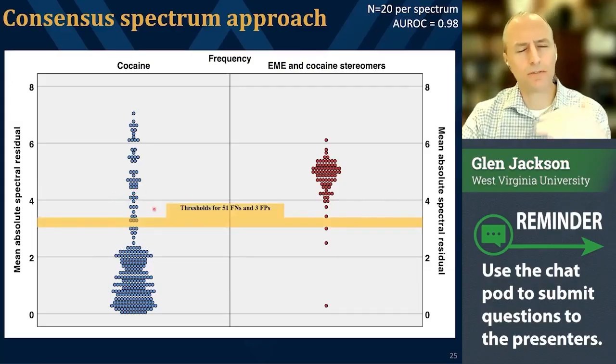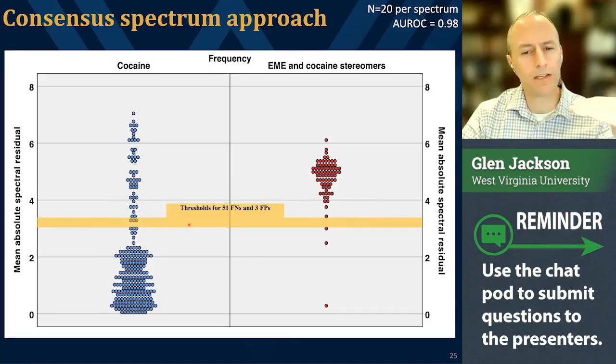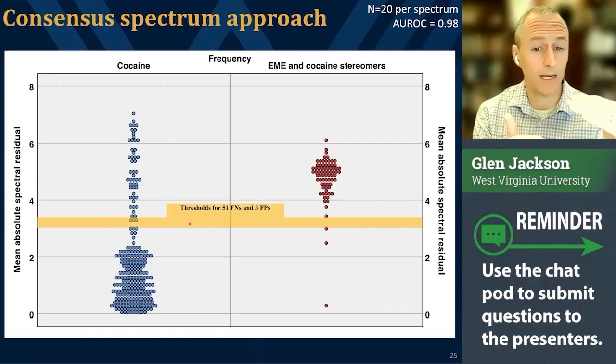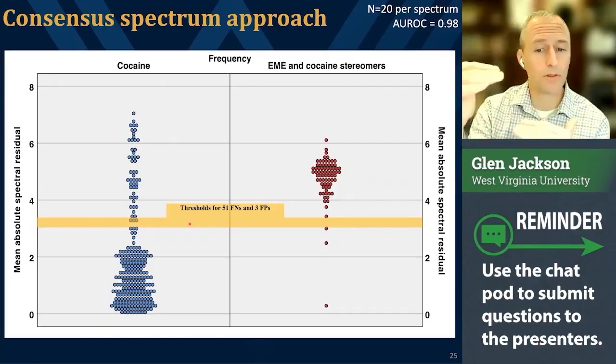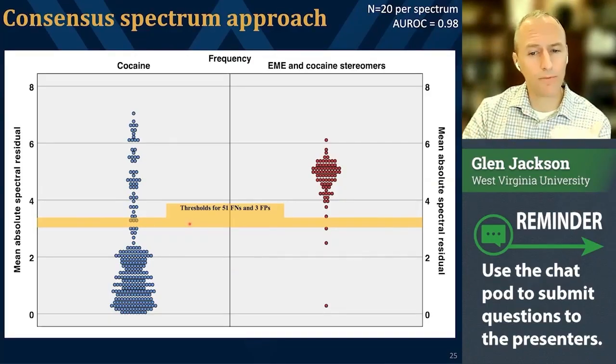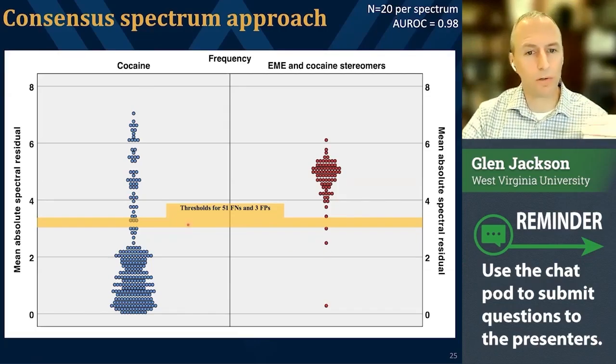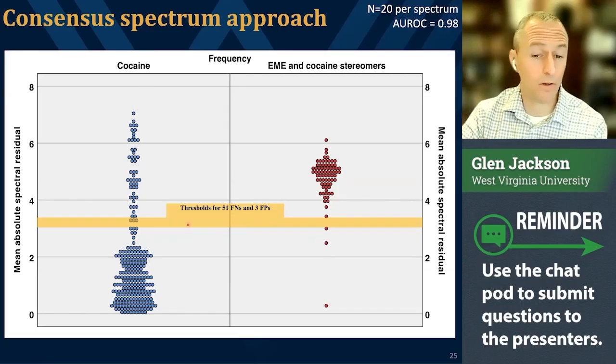And in this particular case, you can imagine a binary classifier, like can you have a threshold so that if the mean absolute residual is smaller than the threshold, you call it cocaine, and if the mean absolute residual is larger than the threshold, you call it not cocaine. Well, if you do that, you can see that in this particular case, you might have 51 false negatives, these are all false negatives, and 3 false positives. And there's nowhere where you can choose a threshold that makes 100% accurate identifications.